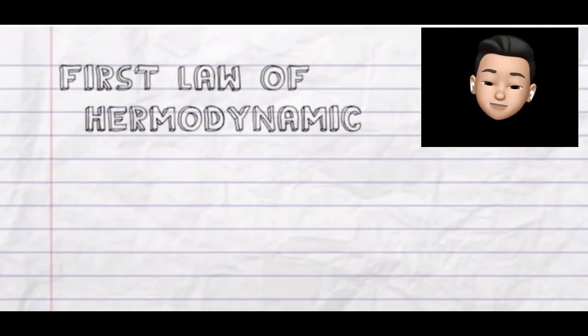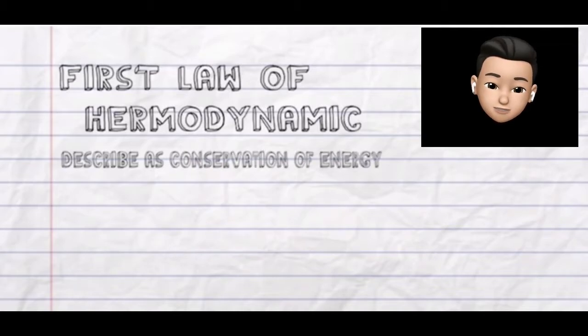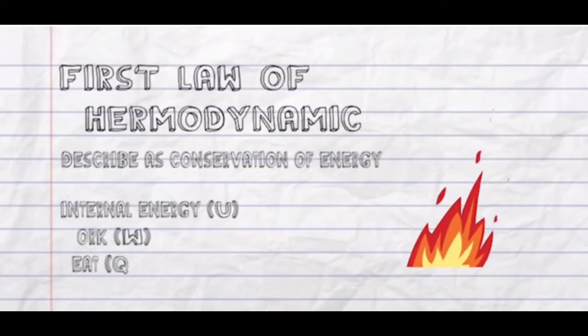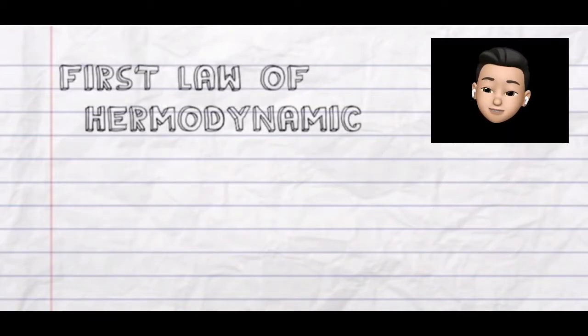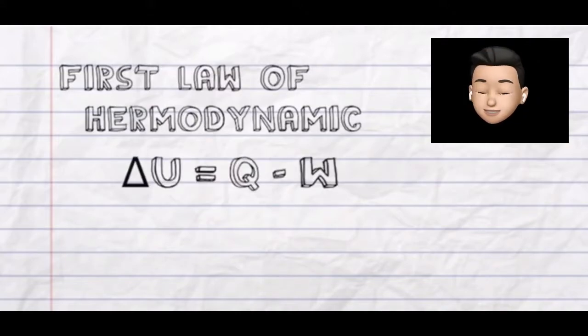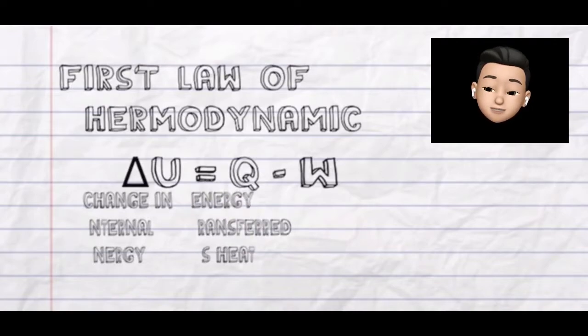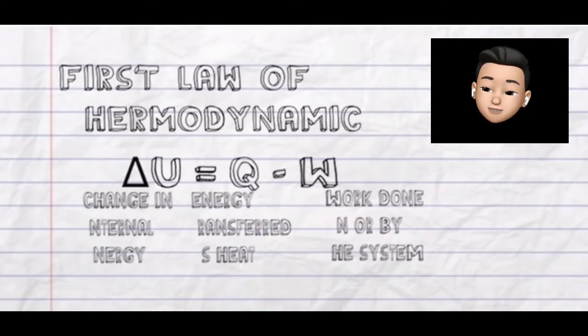The first law of thermodynamics can be described as conservation of energy, which includes internal energy, work, and heat. The first law has an equation, which is delta U equals Q minus W. Delta U is the change in internal energy. Q is energy transferred as heat, while W is work done on or by the system.